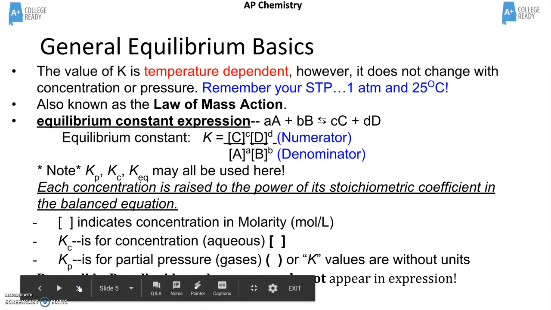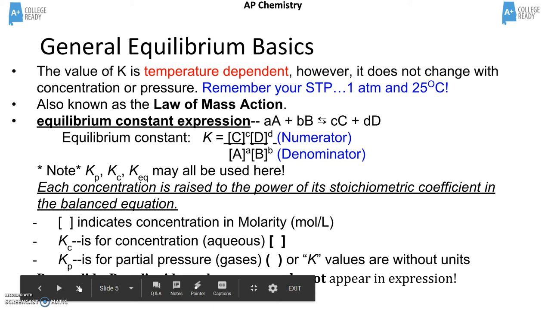Now, remember again, K is temperature dependent. However, it does not change with concentration or pressure. So remember your standard conditions, 1 atmosphere, lab settings of 25 degrees Celsius. The law of mass action is where you write your equilibrium expression, aka your balanced reaction, and you put the concentration of your products raised to their coefficients over the concentration of the reactants raised to their coefficients. Now the good news is that there are no units for K. She's special, she's naked. A naked number.